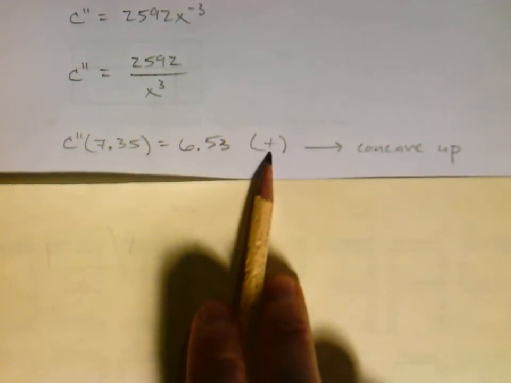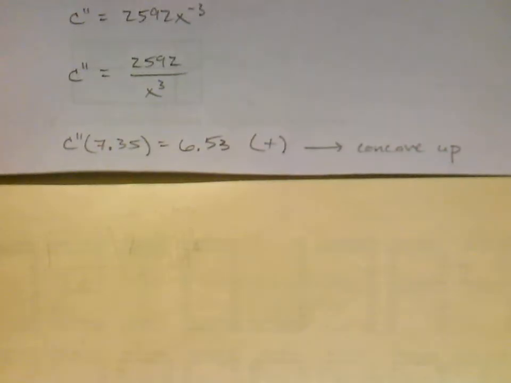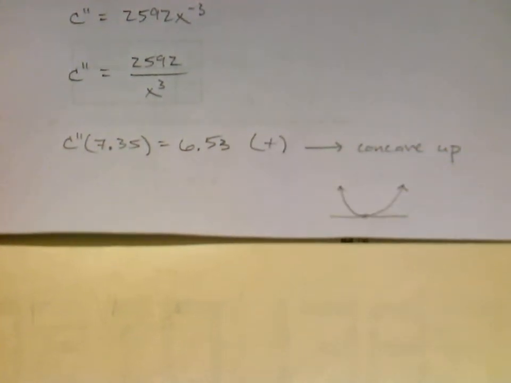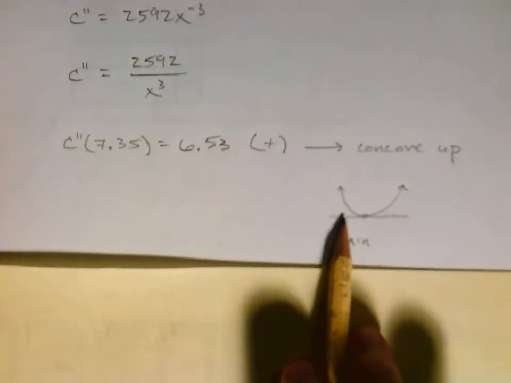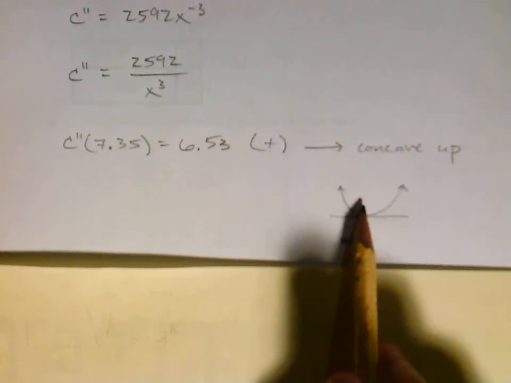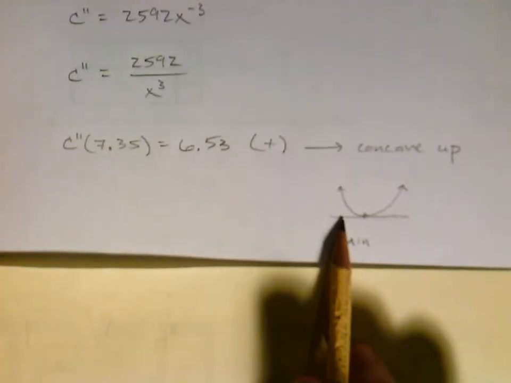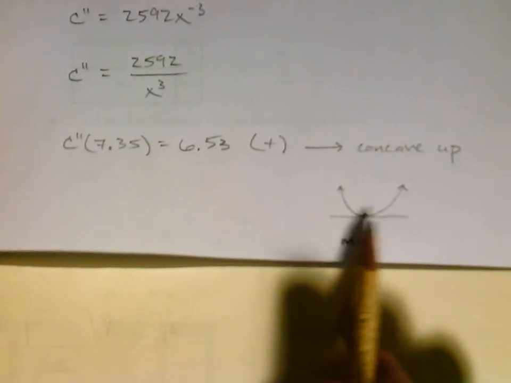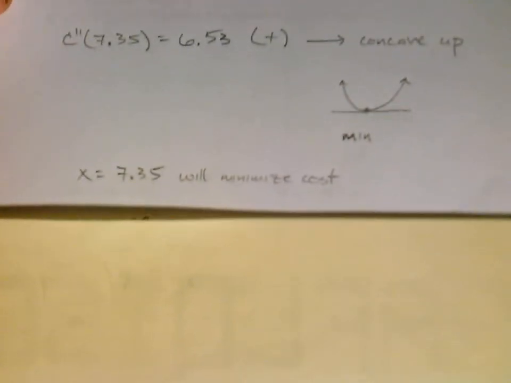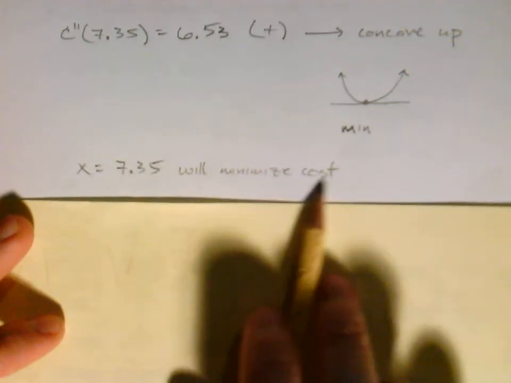It's the fact that it's positive, because the second derivative test tells us that if we are concave up and the first derivative equals 0, which we showed a moment back, you're concave up and you know you're at the location where the first derivative is 0, there's a horizontal tangent line that must have occurred at a minimum, and that's what we wanted. We wanted to minimize the cost, and we've done it. X equals 7.35 will minimize the cost. Hooray.